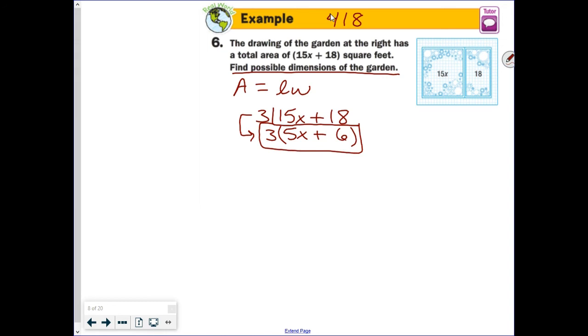So what are the possible dimensions of my garden? We could say 3 feet by 5x plus 6 feet. Well, now I think we are ready to head on to the guided practice that we will do together in class.